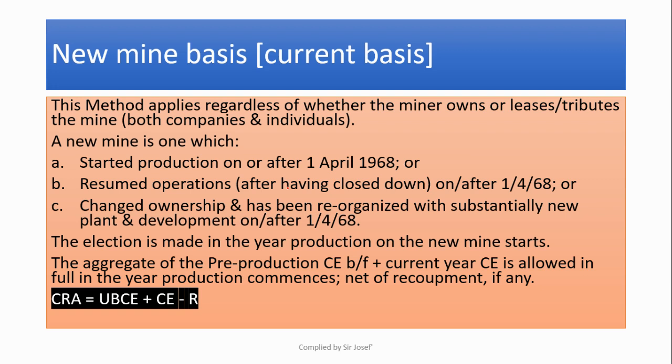The aggregate of the pre-production capital expenditure plus current year expenditure is allowed in full in the year when production commences, net of recoupment, if any. So you now see the difference. Here we are just saying the UBCE plus CE minus R. The amount that you are going to get there will be your CRA. You are not dividing by the LOM, the life of mine. So this one will just allow everything. UBCE plus CE minus R. The amount that you are going to get there will be your CRA.